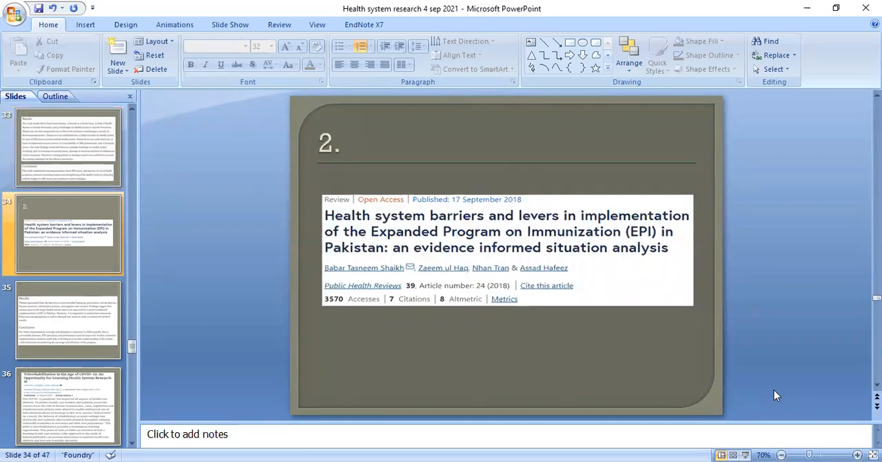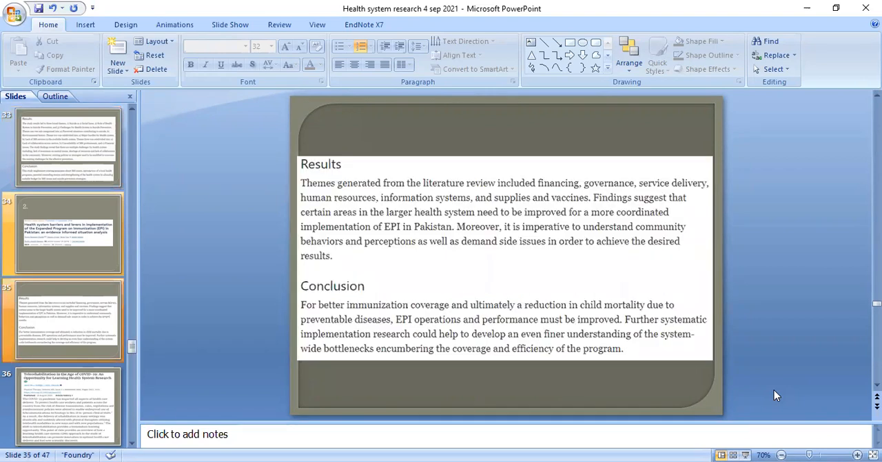The number two recent advance in health system research is health system barriers and levers in implementation of the Expanded Program on Immunization in Pakistan, an evidence-informed situation analysis. The results of this study are themes generated from the literature review, including financing, governance, service delivery, human resources, information systems, and supplies and vaccines.